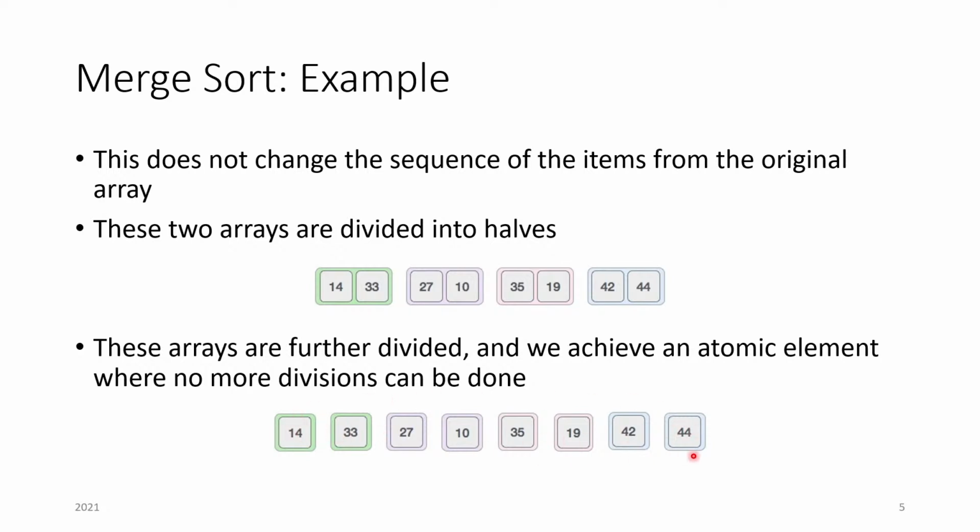These groupings of 1 are referred to as atomic elements, meaning that there's only 1 unit associated with it. This 1 unit is going to be 1 piece of the entire data array that we started with.